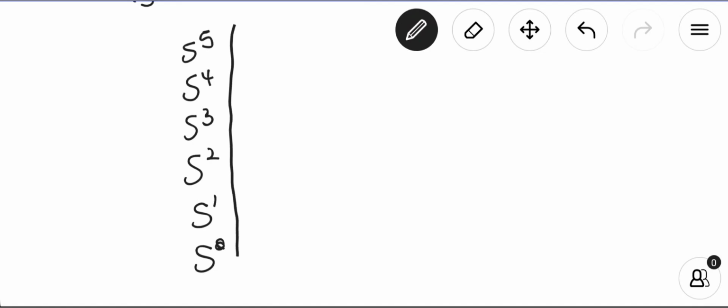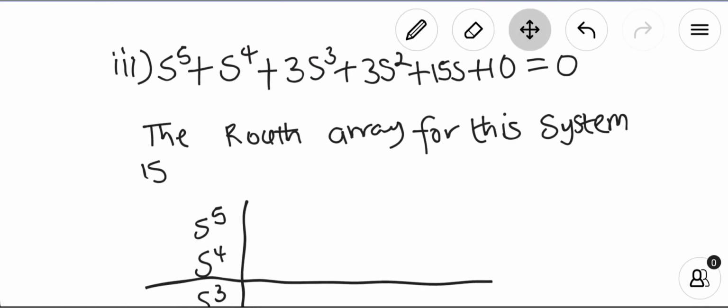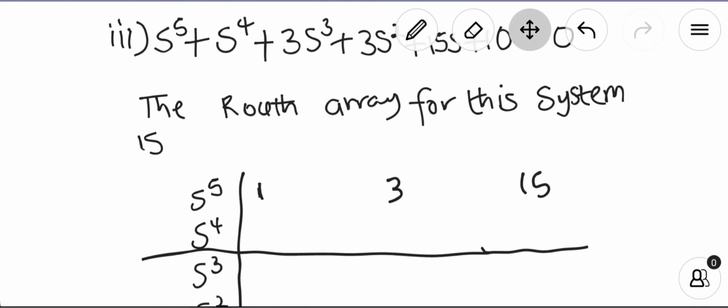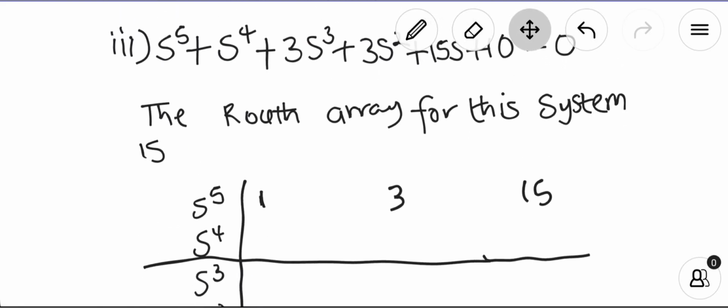So from here we'll take the coefficient of the first, skip the second, take the third, skip the fourth, and this is 15. And then the second row is 1, 3, and 10.